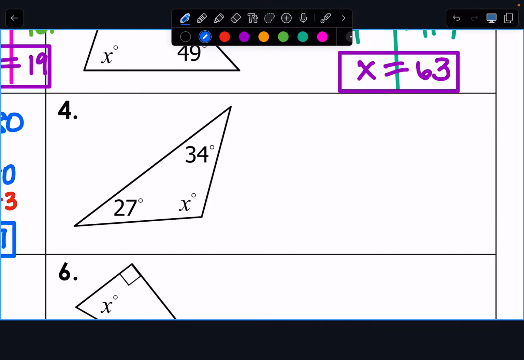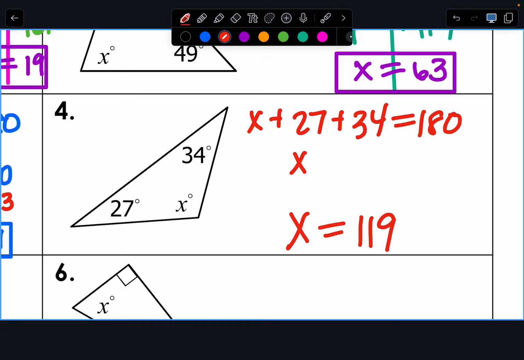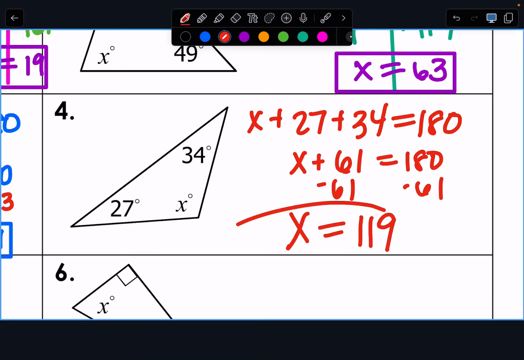Brandon, did you and Colton get the same thing? Did you two get the same thing? Okay. Khalid, did you get an answer? What did you get? Did you get 119? Yeah. All right, so I'm hearing that we're getting 119. X plus 27 plus 34 equals 180. 27 plus 34 is 61. So when we minus 61 over, we get 119.